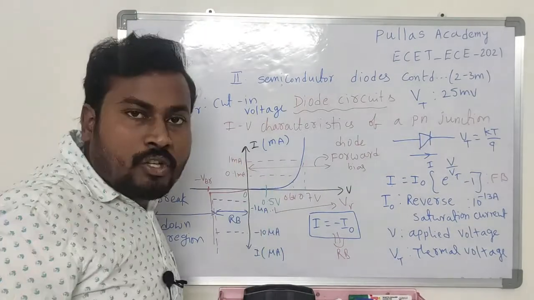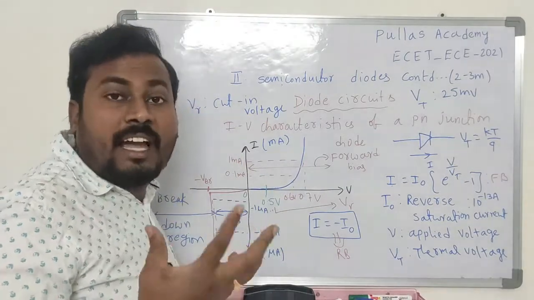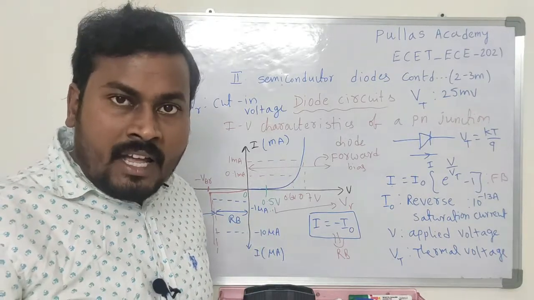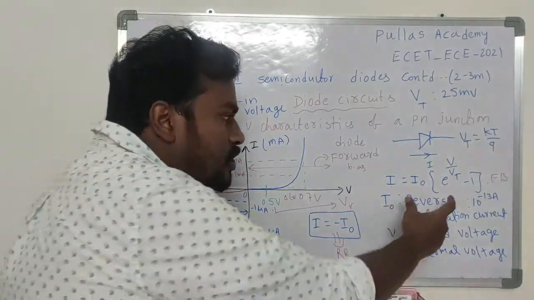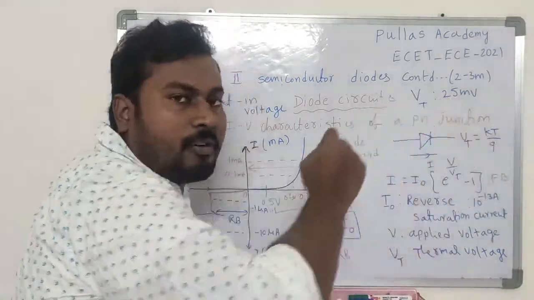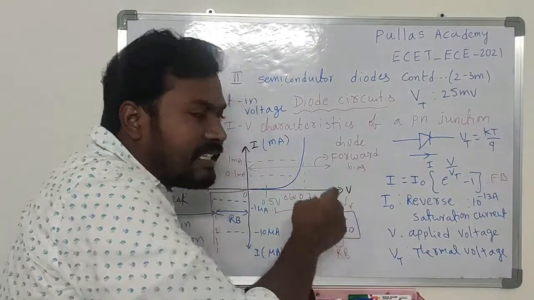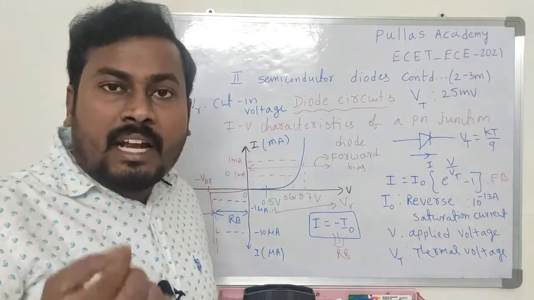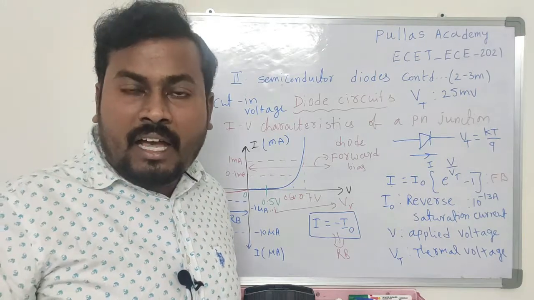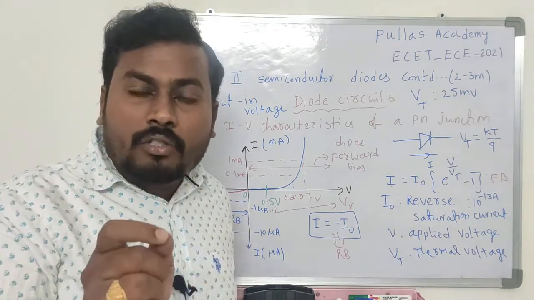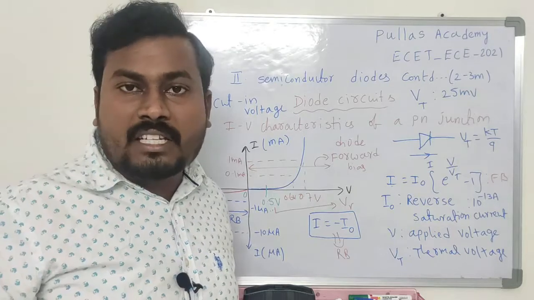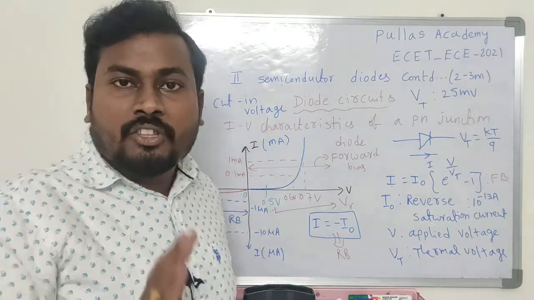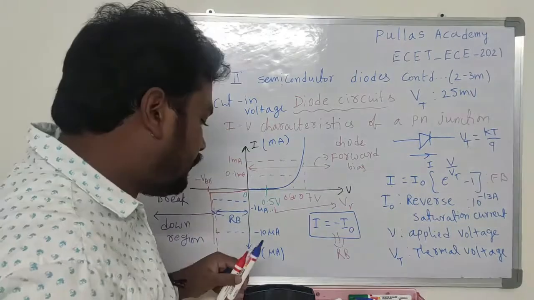From these characteristics, what can you understand about the diode? The diode exhibits an exponential relation when it is under forward bias. When it is under reverse bias, it has very little current. Which means, in a simple way, the diode allows current in only one direction. The diode does not allow current in the opposite direction. This is all about the diode.